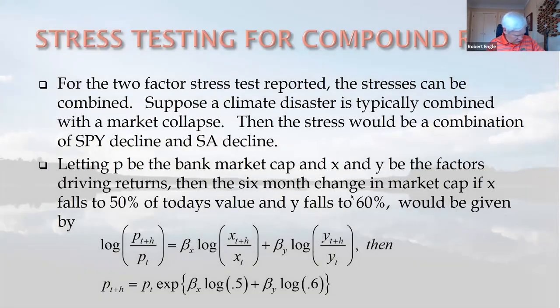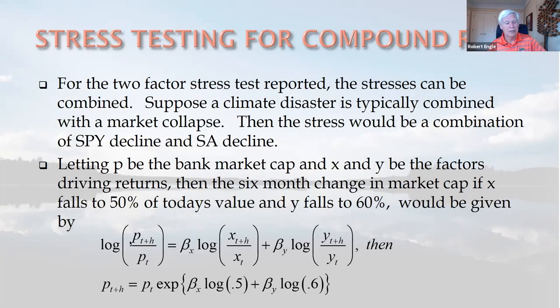Okay, I need to finish, but let me just say this framework can allow us to do compound risks as well. For example, you might expect whenever there is a big drop in energy prices, energy stock values, there could easily be a drop in the broad market as well. And so we might have a stress which would be a combination of a market downturn and an energy price downturn, which goes beyond what the market does.